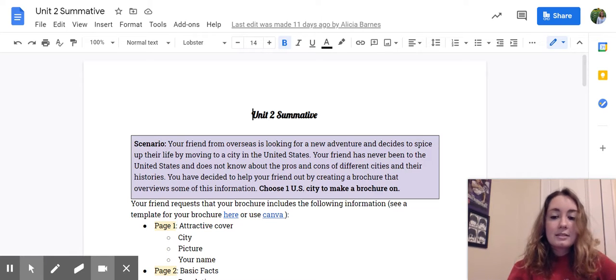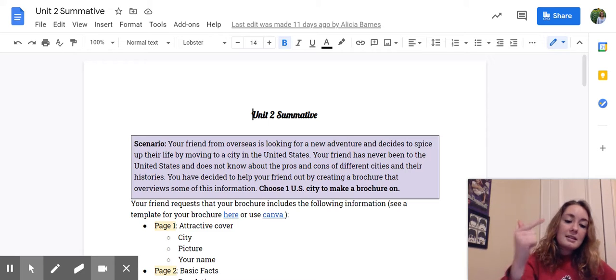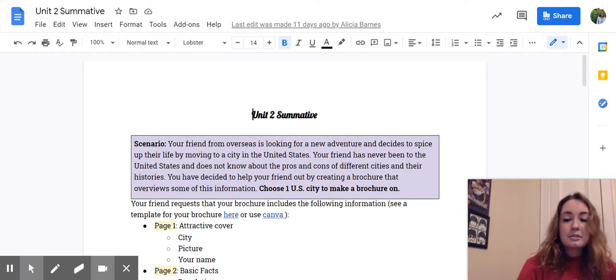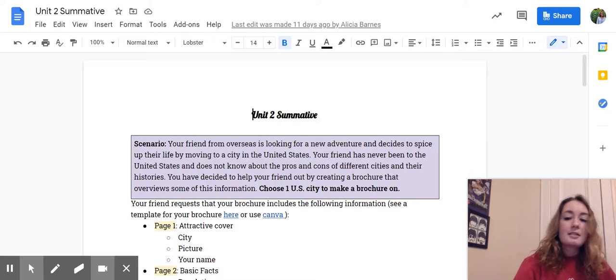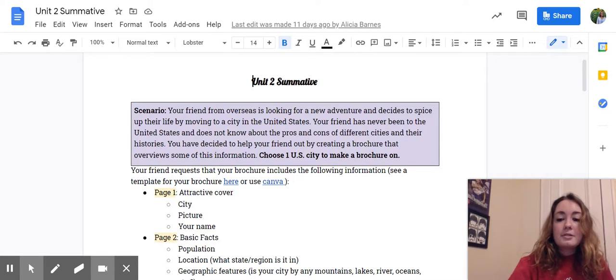So just wanted to make this for you to go over our Unit 2 summative that you'll have Tuesday, Wednesday, and Thursday to be working on. So as we know, we've been in the geography unit. So you guys are going to put all of your geography knowledge to the test here. So here's our scenario of what you're doing.